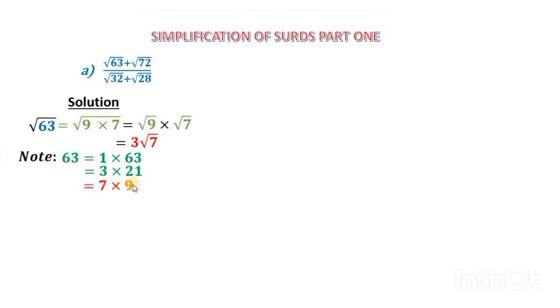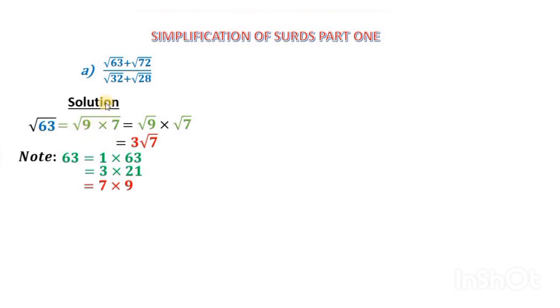Now of these pairs, we identify a pair with a square number. In some cases, you may have more than one square number among the factors, and for such cases, just pick a pair with the largest square number. For our case, we only have one square number, and that appears in the pair 7 by 9. And that is how I was able to arrive at 7 by 9 and then use it here.